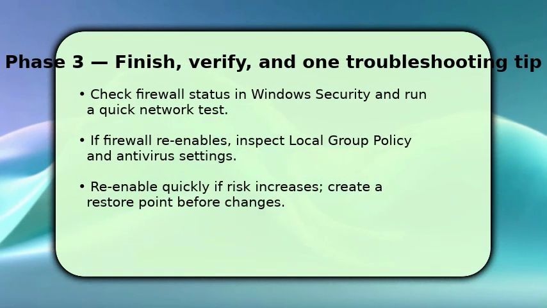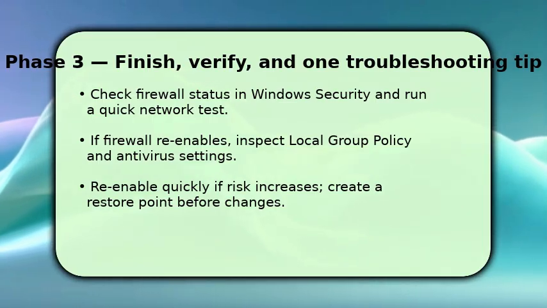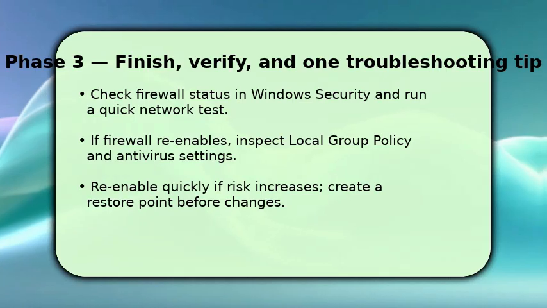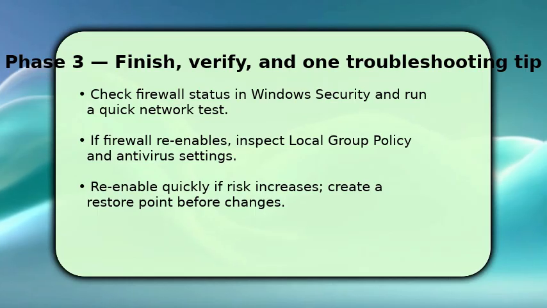Finish by verifying the firewall remains off and test connectivity so you know the effect. Go back to Firewall and Network Protection and confirm the profile shows Microsoft Defender Firewall off. Then run a simple ping or app test.